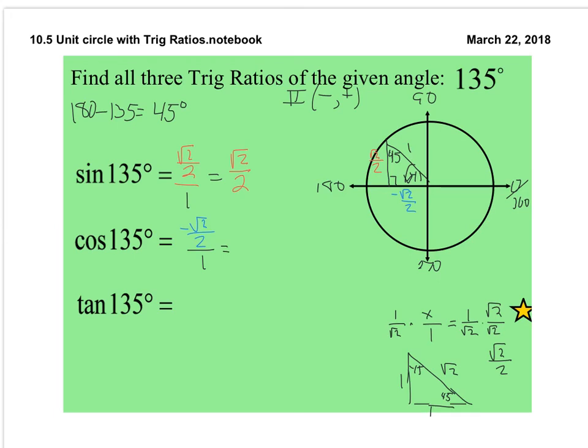And that means my cosine of 135 degrees is negative radical 2 over 2. Finally, my tangent is just my opposite, rad 2 over 2, divided by my adjacent, negative radical 2 over 2. When I look at this problem, if I see everything's the same on the top and the bottom, that's typically equal to 1, except I still have this negative sign here. So my tangent here is negative 1. So again, my sine of 135 degrees should be radical 2 over 2. My cosine of 135 degrees is negative radical 2 over 2. And my tangent is negative 1.